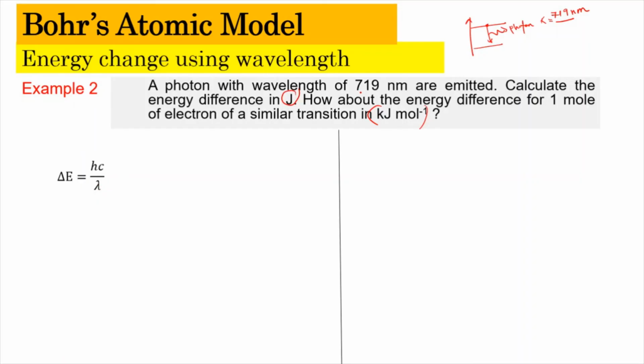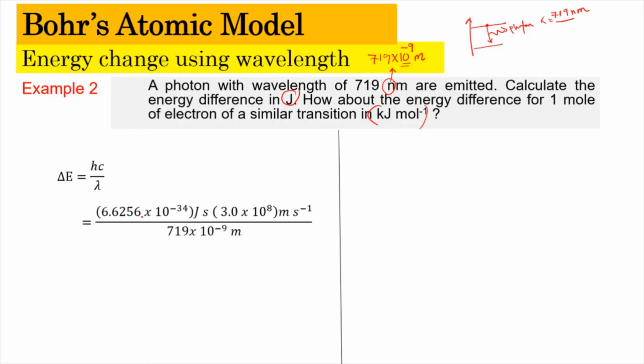Lambda here is 719, and you need to be very careful because nanometer refers to 719 times 10 to the power of negative 9 meters. Some of you will straight away use 719 in the equation, but you have to expand it like this. Your h refers to the Planck constant, which is 6.6256 times 10 to the power of negative 34 joule second. Your c refers to the speed of light, which is 3 times 10 to the power of 8 meter per second. And your lambda is 719 times 10 to the power of negative 9 meter. As you can see, I wrote down the units so that I know meter and meter are cancelled out, second and per second are cancelled out, and joules is my final unit, which is consistent with the change in energy.